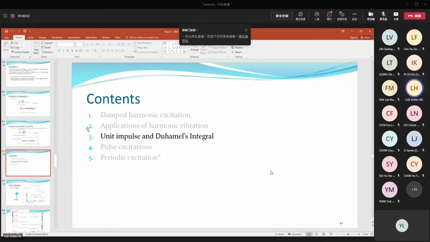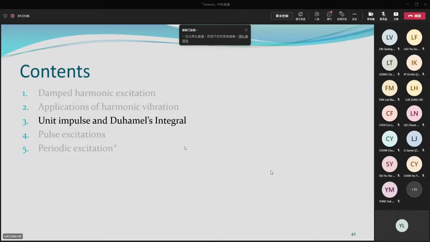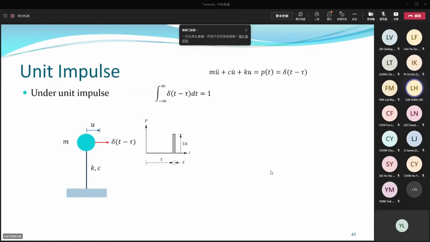Starting from section 3, we would like to discuss what happens to the system if you have loadings other than sinusoidal force. In this section, we would like to handle a special loading called unit impulse. And then we will introduce one very famous principle. We call it the Duhamel integral, which helps you to handle very general situations.